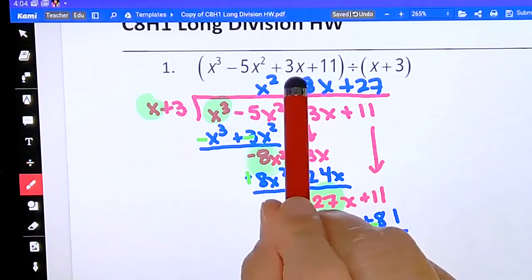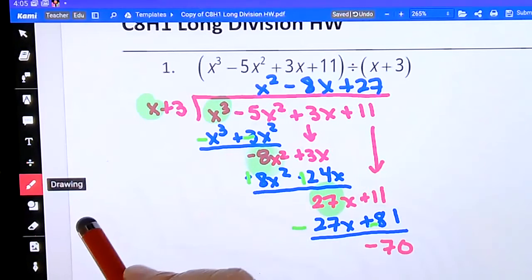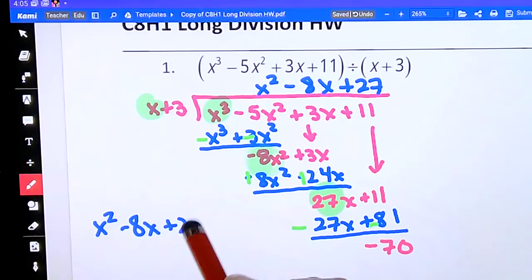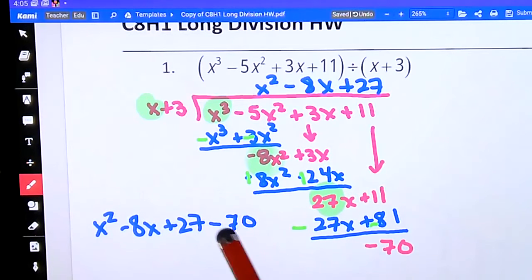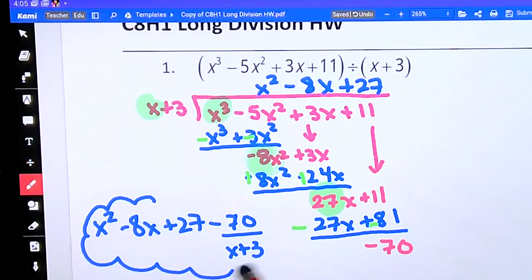Now my answer, I'm going to write all of this. I'm going to be writing x squared minus 8x plus 27. And then I have a minus 70 over what I was dividing by, which is x plus 3. And that is going to be our answer.